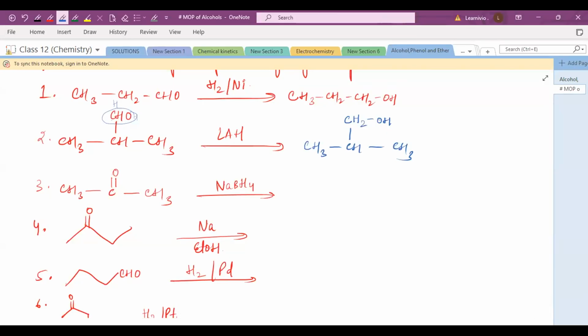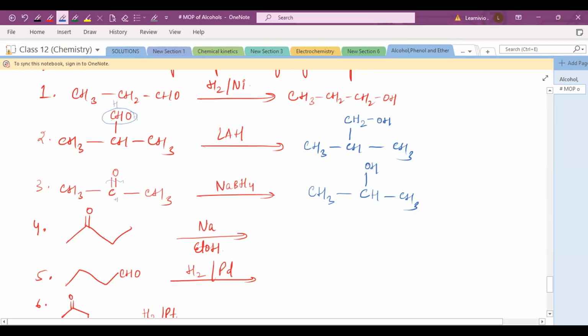Third one, you have to attach two hydrogen. One to this carbon, one to this carbon. This bond will break. Attach one hydrogen here and OH here. You will get CH3, CH, CH3, and here OH. So in the reduction, when you reduce the ketone, you will get the secondary alcohol, and when you reduce the aldehyde, you will get the primary one.